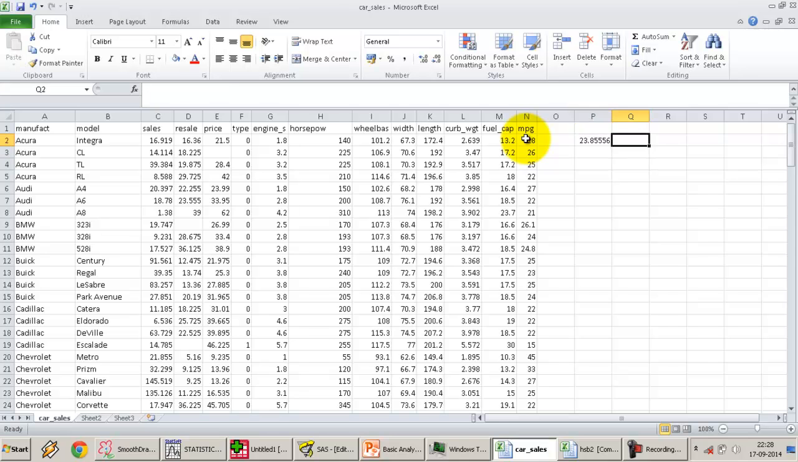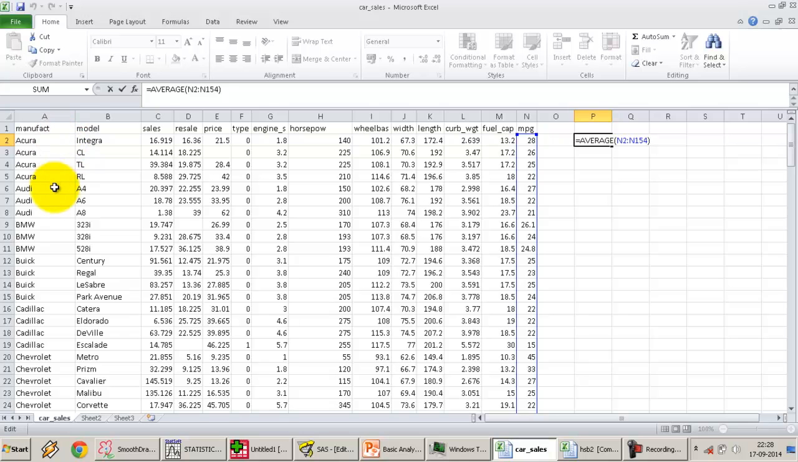Now, if I want to calculate the average manufacturer, right? So we've got manufacturers such as Audi, Buick, BMWs, Cadillacs, etc. Can I actually calculate what is the average manufacturer in this particular data set? And it doesn't compute.